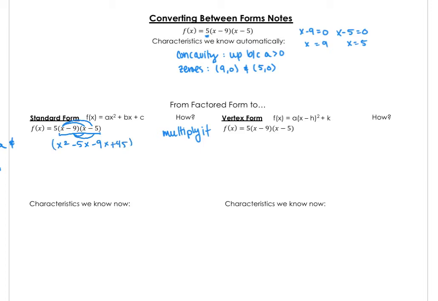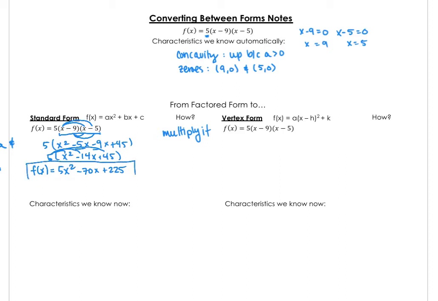And then we have the 5 out in front. Simplifying the inside, we have x squared, and we can combine like terms here, minus 14x plus 45, with a 5 out in front. And now we can distribute that 5. So this is going to be 5x squared, 5 times negative 14 is negative 70x, and then 5 times 45 is 225. So there it is in standard form.